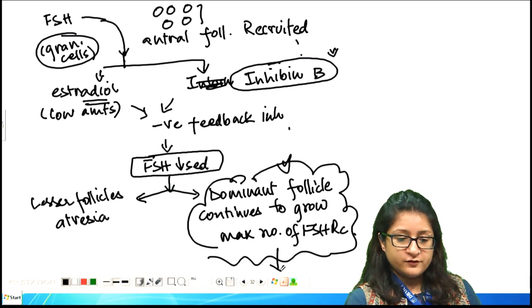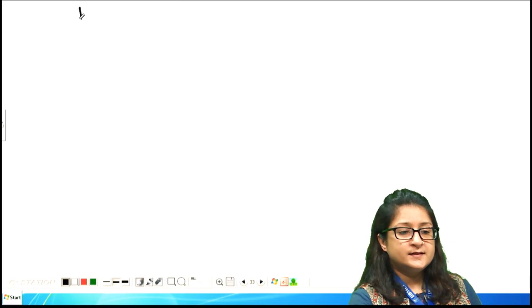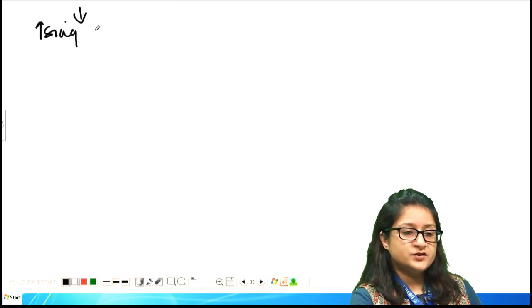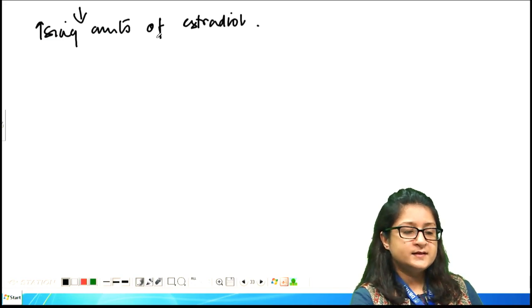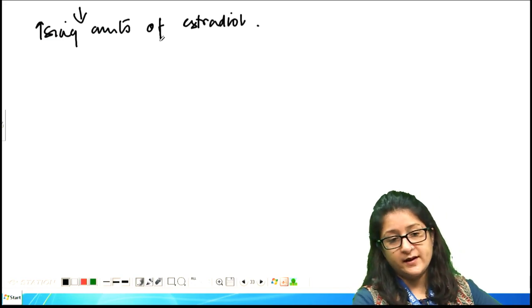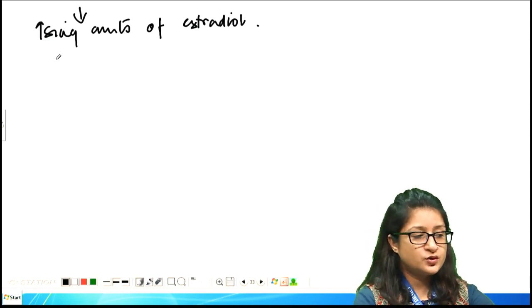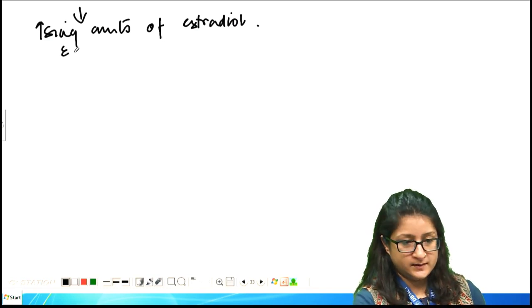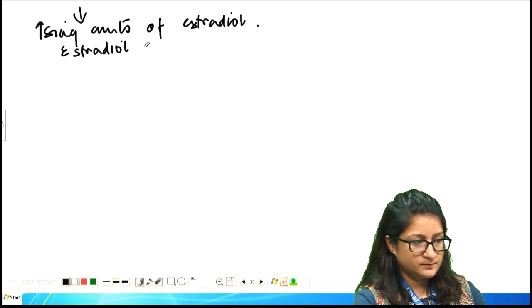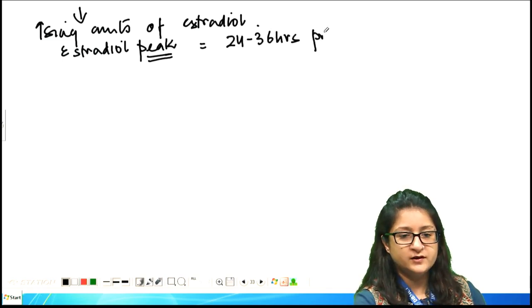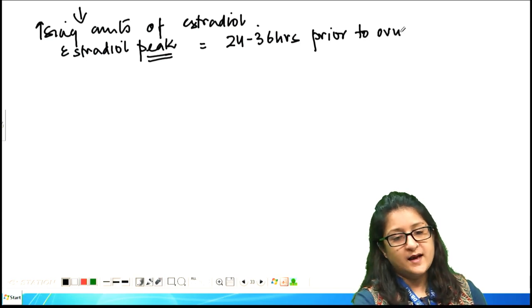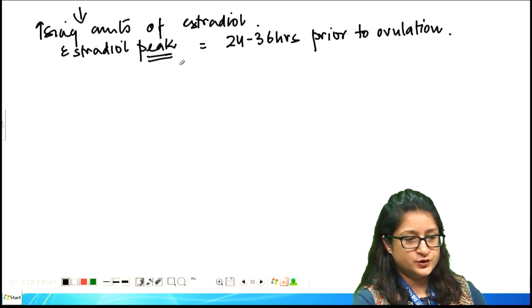Now this dominant follicle starts synthesizing increasing amounts of estradiol, and that leads to something called the estradiol peak. An important point to remember is that this estradiol peak happens 24 to 36 hours prior to ovulation.